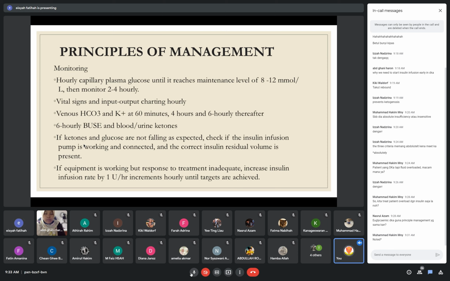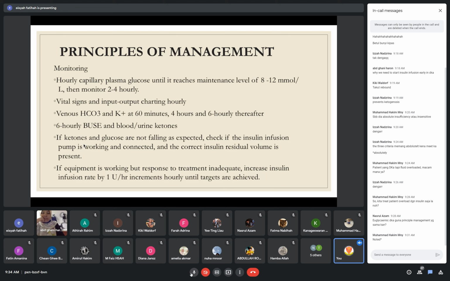Tapi biasalah kita kat Malaysia ni sebab semua tak cukup kan. So all DKA ni should be managed in ICU or at least HDW settings, where there's 1 to 1 or 1 to 2 nursing, 2 to 1 nursing. Issue dia monitoring tu. Okay, so be aware.